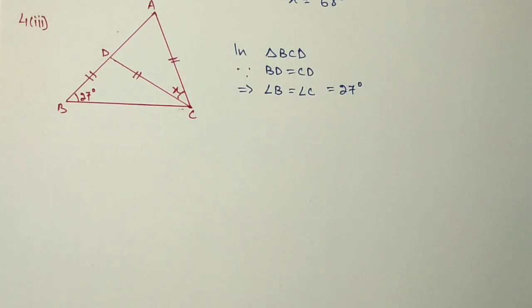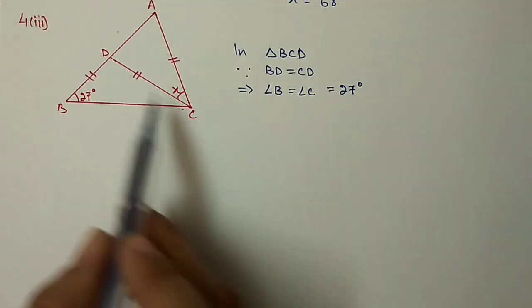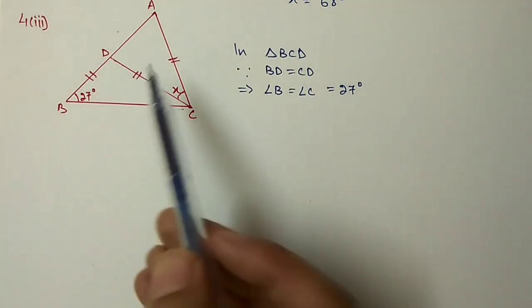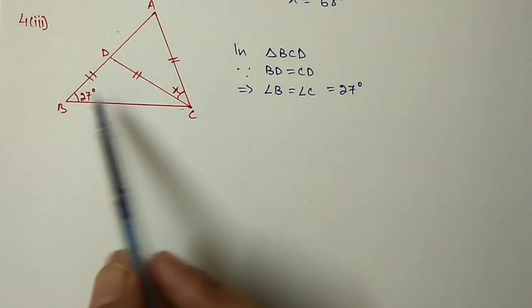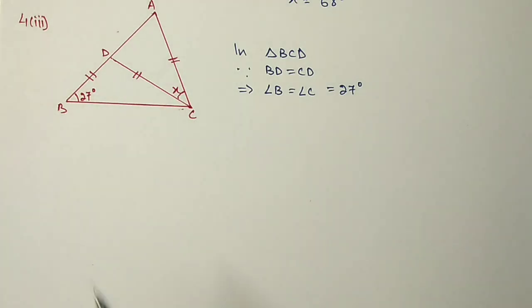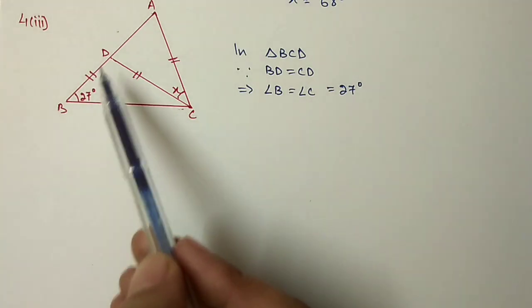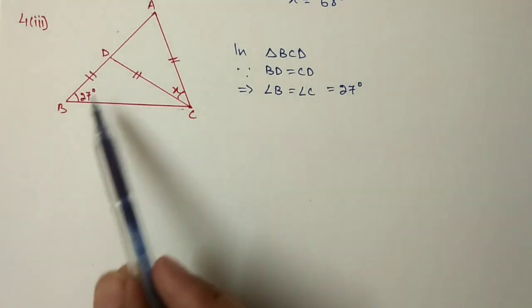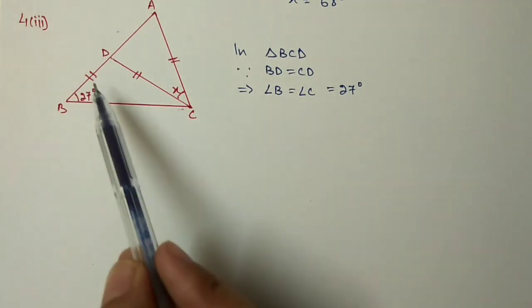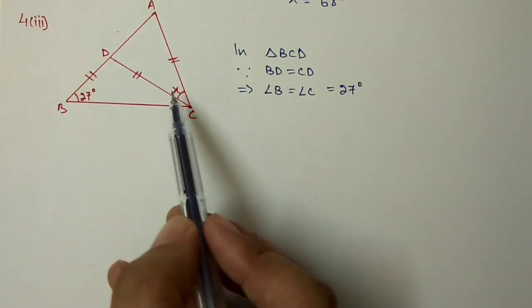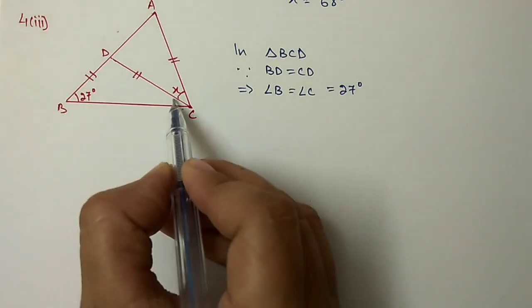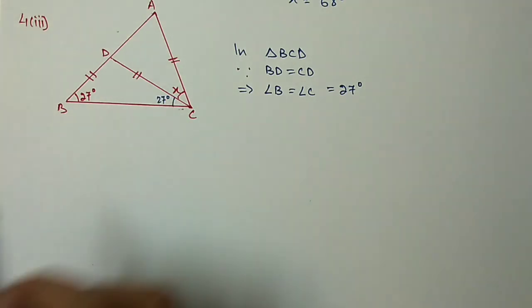Next, fourth question, third part. Figure is given, ABC is a triangle and inside one more triangle is there, D to C we have to join. It is given these two sides are equal and these two sides are also equal. This angle is 27 and x we have to find out. Because we have more information in this triangle, so we will start with this triangle. In triangle BCD, BD and CD are equal. It is given in the question, same type of marking is there. So we can say angle B and angle C will be equal. So this angle also will be 27 degree.